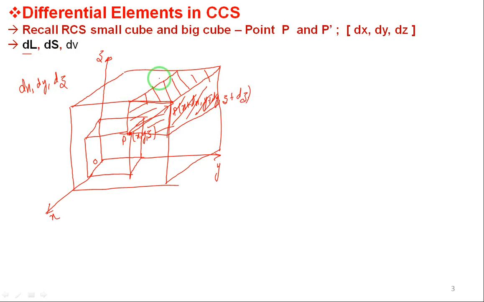Between these points P and P dash there is a small differential element. P and P dash are separated by a very small distance, that is x and x plus dx, a small distance dx, right? Like that. Hence we call them differential elements. We have already seen this in the rectangular coordinate system. Now we will move to the cylindrical coordinate system.